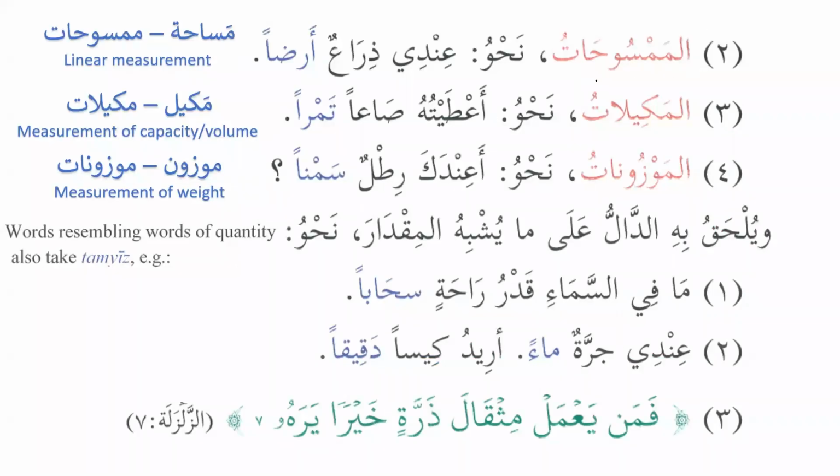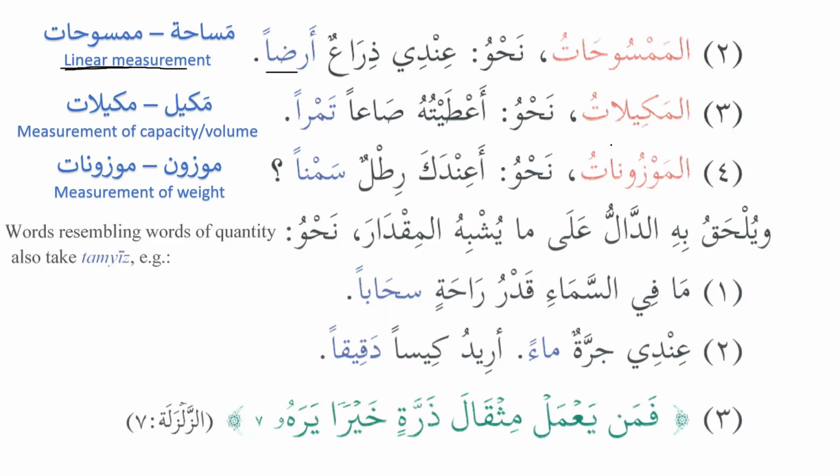Number 2 is al-mamsuhat, and masahatun, and the plural is mamsuhatun. This is linear measurement. So basically this is measurement. For example, nahwu indi dhira'un ardan, I have a dhira', which is an arm's length. I have dhira'u ardan, yani I have an arm's length of land. And this is linear measurement that we can see over here.